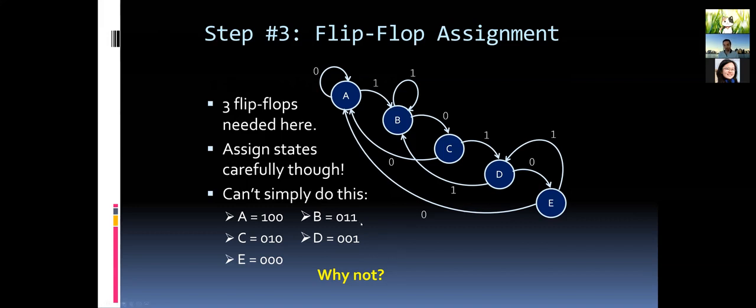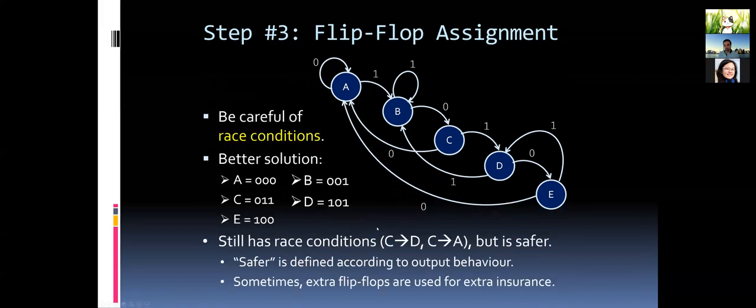So not every 2-bit flip leads to problems. You can be careful about that. What you need to be careful about is race conditions, right? When you go from state to state. From A to B here, 1-bit flip, from B to C, 1-bit flip. Here from C to D, you see that's a 2-bit flip, right? So there is this place where this happens, and from C to A, 2-bit flips. But the good thing here is that it's race conditions that we want to avoid, but they are safer because they don't change the output behavior.